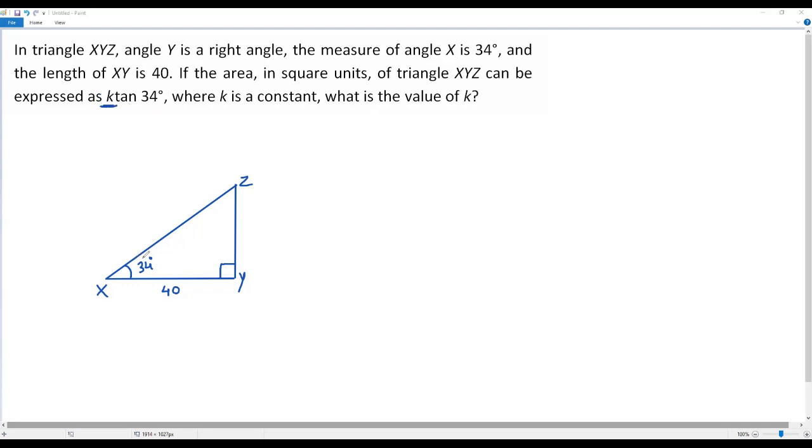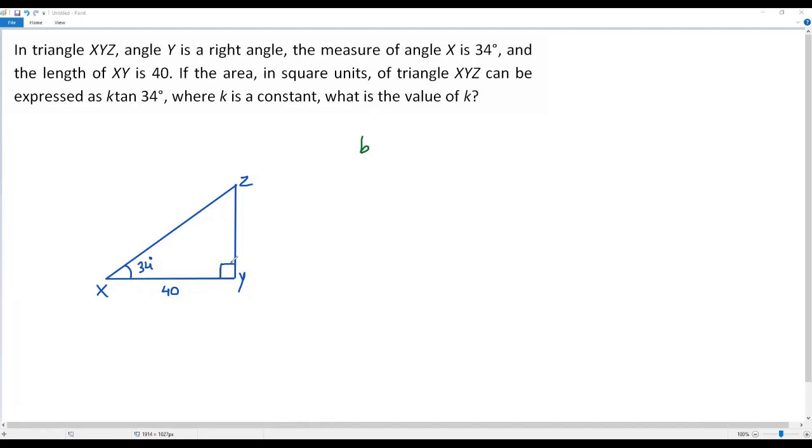Now, what we can do is use the information over here and get the area of the triangle. Once we get the area of the triangle, it can be equated to the given area and we can get the value of the constant K. Let's find the area of this triangle. The formula is base times height divided by 2. We can consider the leg XY as the base and YZ as the height of the triangle. Here we have the base, that is 40, but we don't have the height of the triangle.